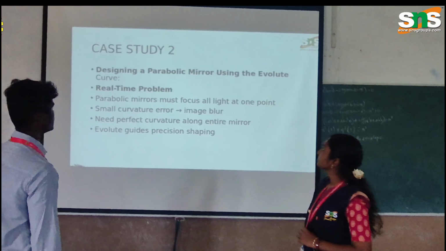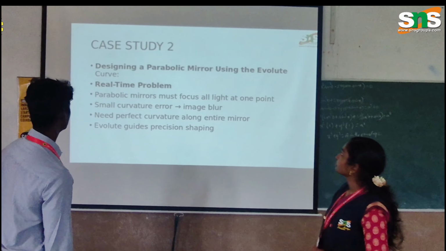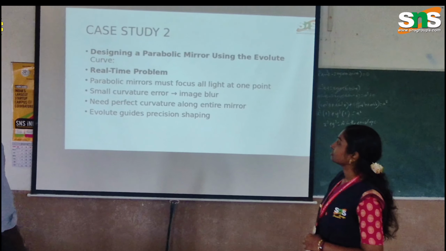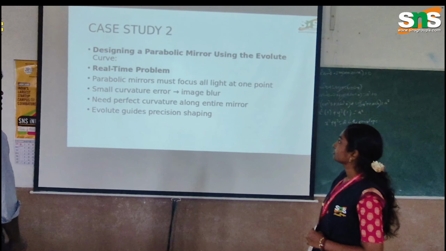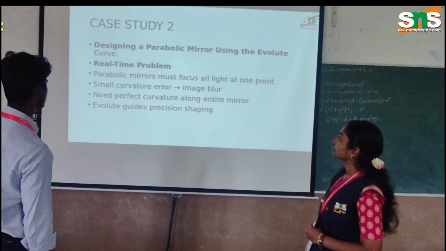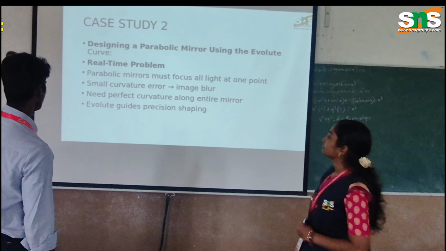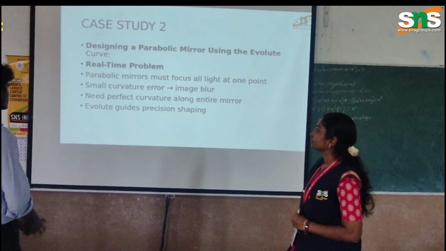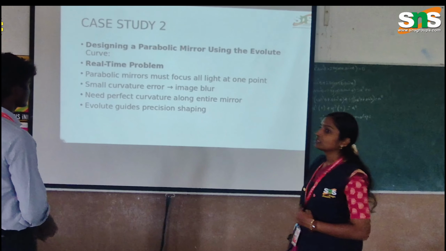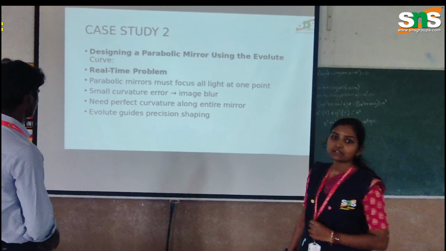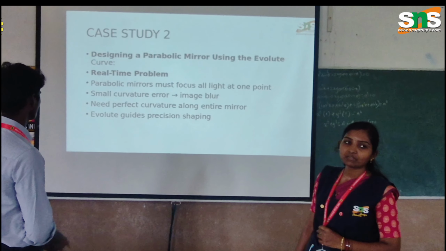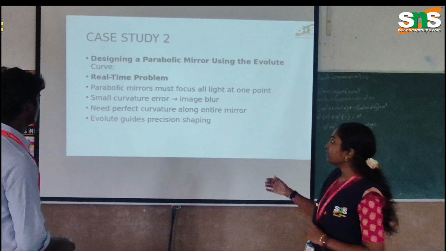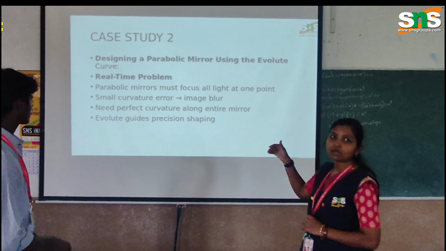Designing a parabolic mirror using the evolute curve y squared equals 4ax. Real-time problem: a parabolic mirror must focus all light at one point. Small curvature error leads to image blur. We need perfect curvature along the entire mirror. Evolute guides precision shaping. So this is our second case study, wherein we have a parabolic mirror which has the equation y squared equals 4ax, and we need all these things as the problem here.